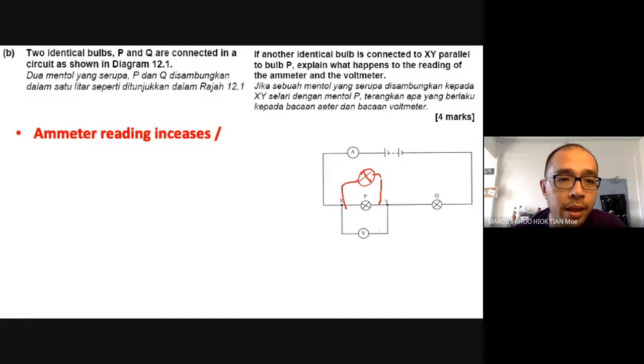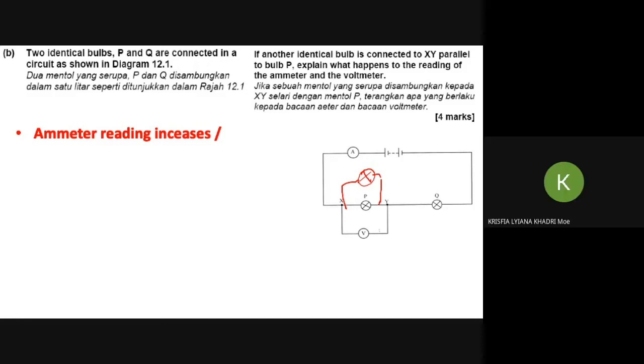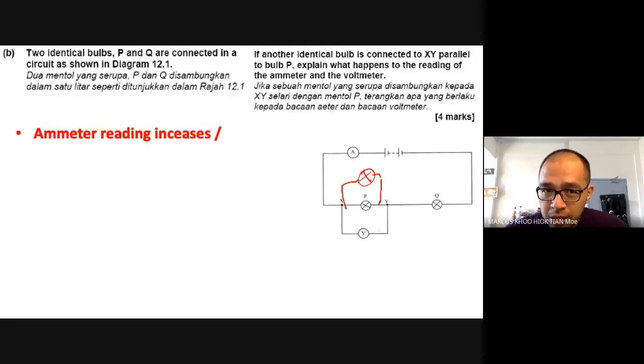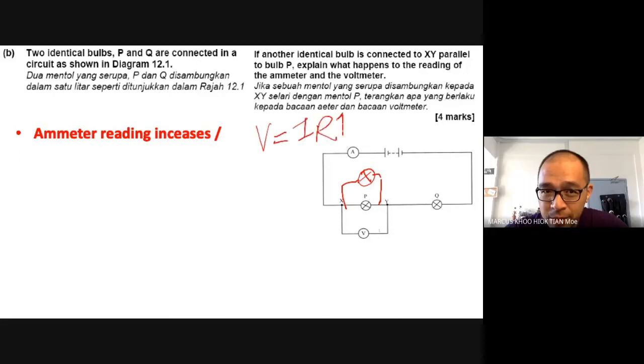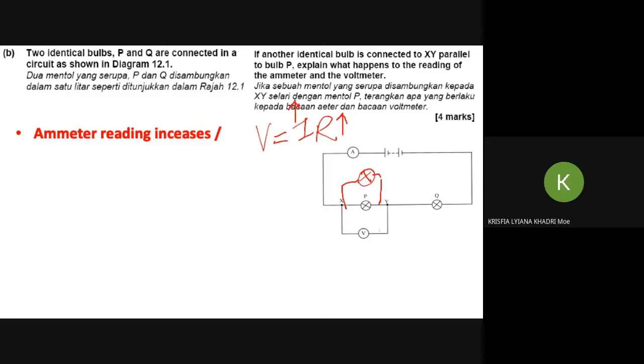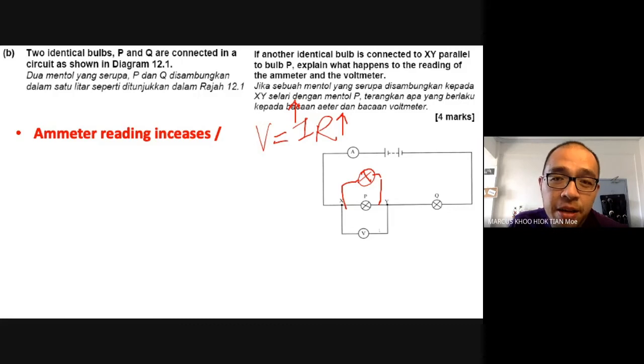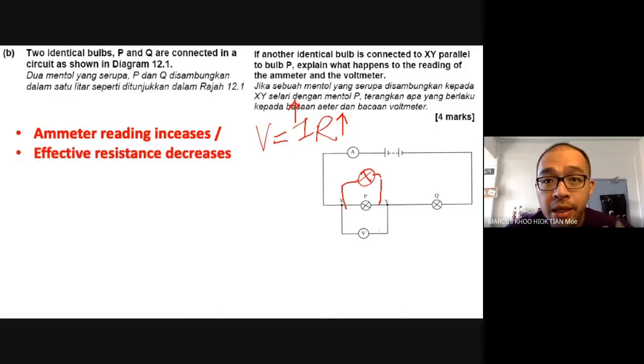Can you tell me why the ammeter reading increases? Because its resistance increases. Resistance increases, so current also increases. Are you sure? Resistance decreases. Yeah, okay, resistance decreases. I'm going to up your answer a little bit. We don't say resistance, we say effective resistance. Okay, we say effective resistance decreases.